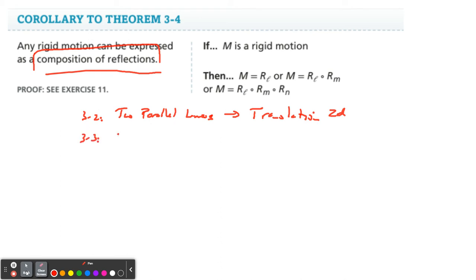And in 3-3, we talked about 2 intersecting lines. And these intersecting lines, where they intersect, that is the center of rotation, and this is a rotation, 2 times the measure of the angle in between the intersecting lines, 2x. So there you go.